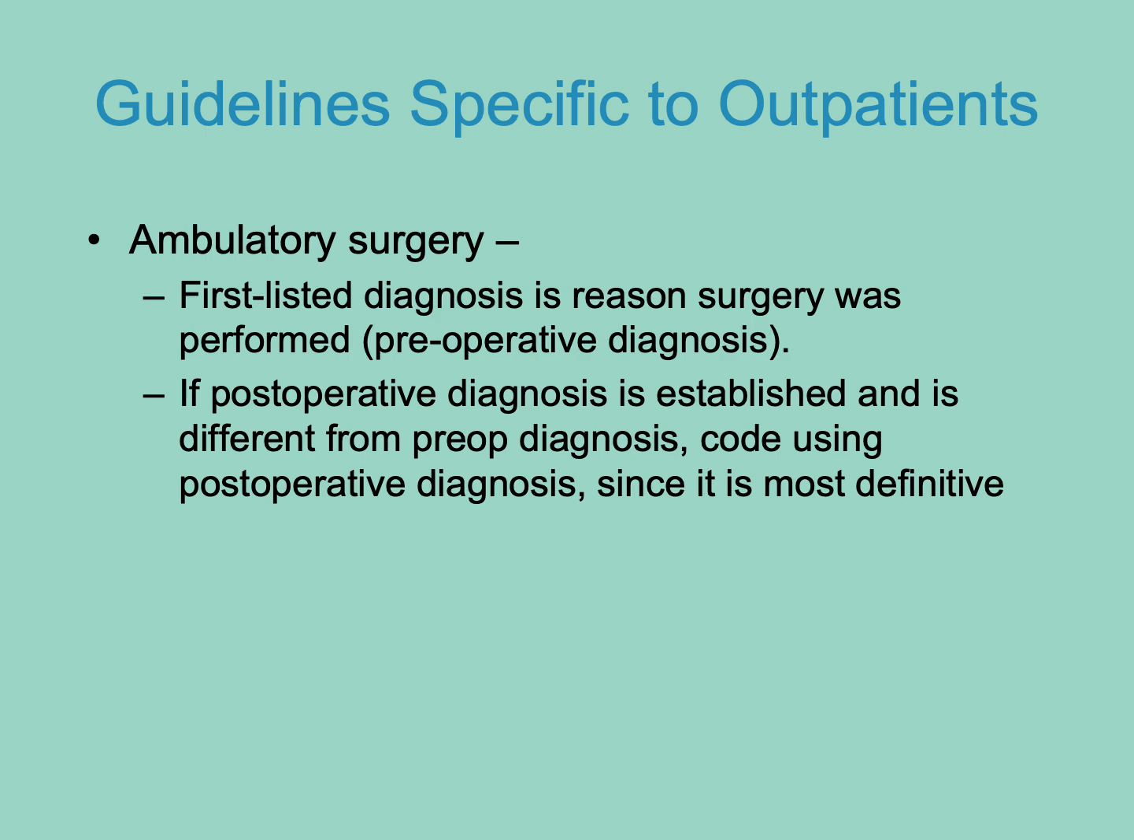Okay, for ambulatory surgery, the first listed diagnosis is the reason the surgery was performed, the preoperative diagnosis. However, if the postoperative diagnosis is established and is different from the preoperative diagnosis, code using the postoperative diagnosis, since this is most definitive. Now, often after a surgery, the provider has more information about exactly what's going on with the patient's condition, the exact location, the type of tumor or growth, the type of condition. You have more information about it after the doctor's looked around.